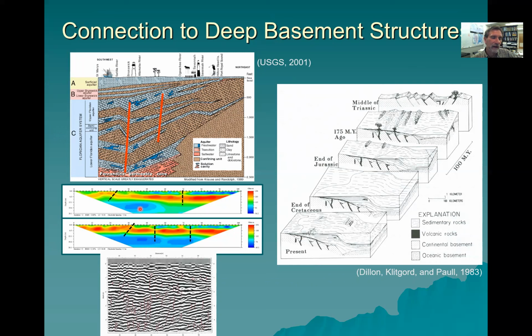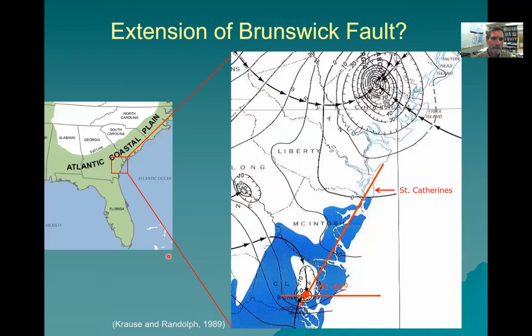Our working hypothesis is that these features that we're finding in the surficial system in St. Catharines are probably related to the same structural feature that's allowing saltwater intrusion from the Lower Floridan into the Upper Floridan. And again, we believe all of this is likely related to reactivated basement faulting associated with the Mesozoic faults, with the opening up of the Atlantic.